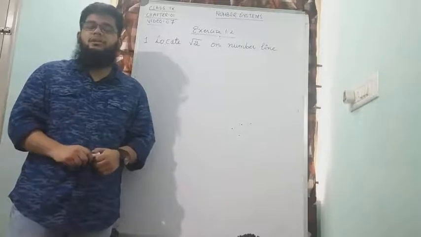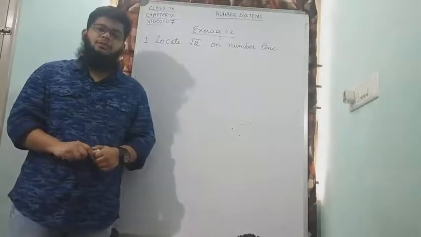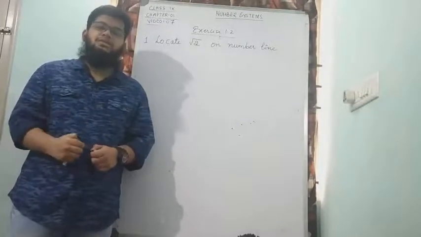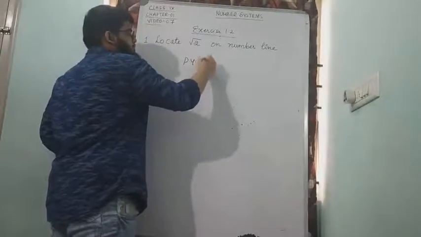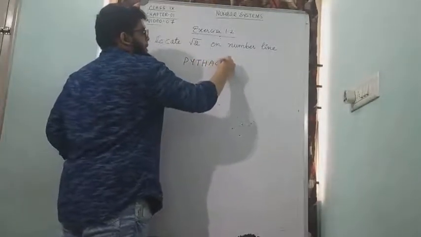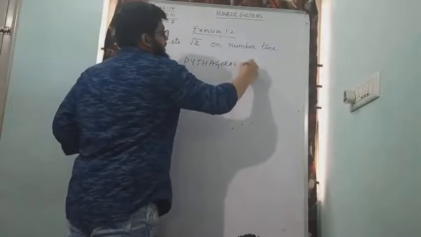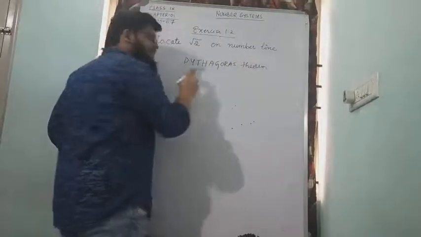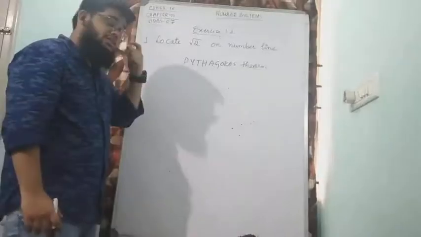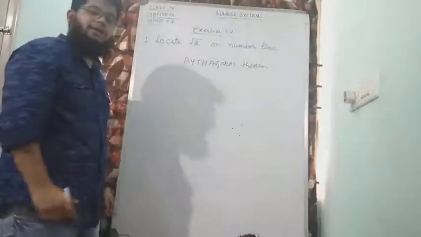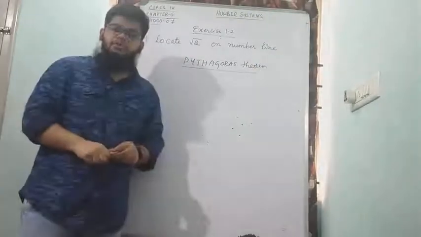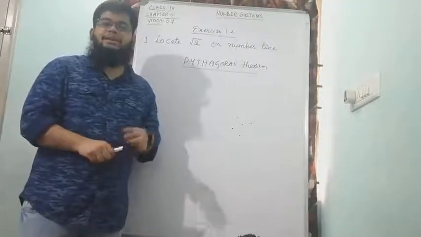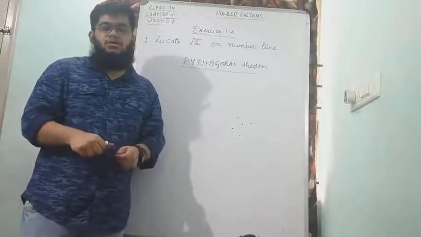So let us learn how to locate root 2 on the number line, but before that we need to have some knowledge about something called Pythagoras Theorem. So we'll discuss what Pythagoras Theorem is first, and then we will come to how to locate root 2 on the number line, because this plays a very important role in understanding how to locate irrational numbers on the number line.